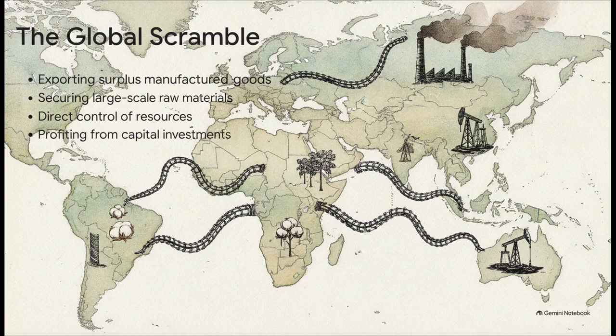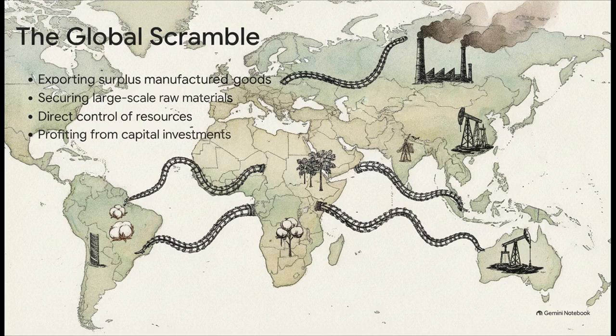Now, this wasn't just some casual expansion, it was a frenzied global scramble. European powers were aggressively rushing to carve up Africa and Asia, and they weren't just looking for buyers either. Mass production requires massive amounts of raw materials, right? We're talking grains, cotton, rubber, crude oil. Industrialists refused to rely on foreign nations for these supplies.